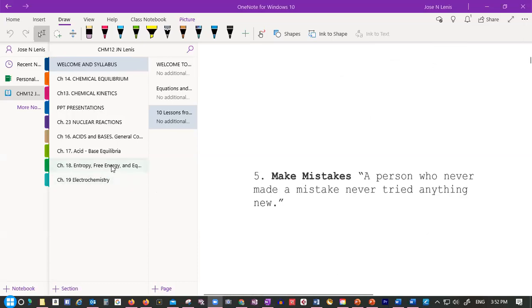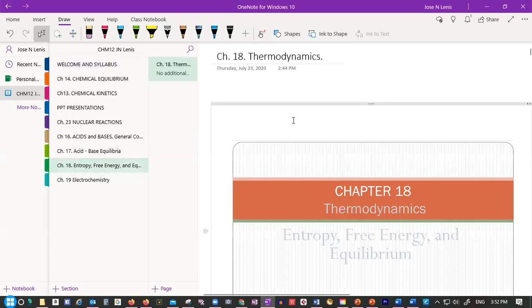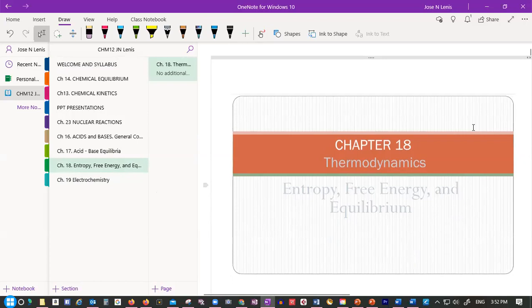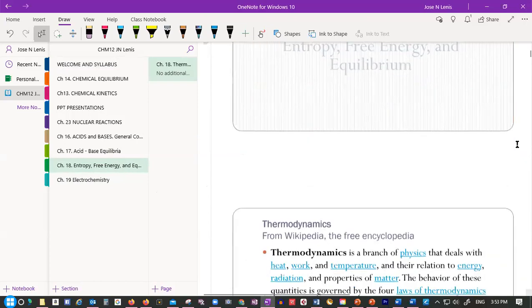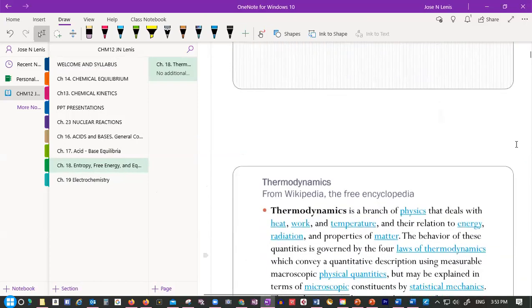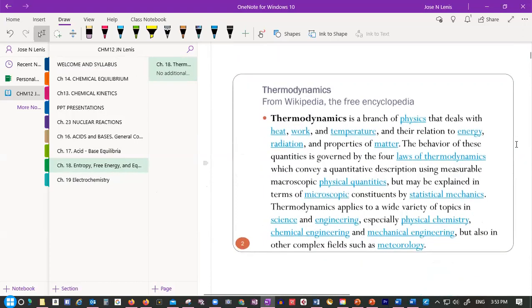All right, so let's start with our chapter. We label it as chapter 18, thermodynamics, and we are going to cover entropy, free energy, and equilibrium. What is entropy? What is thermodynamics? What is free energy? So let's start with a definition of thermodynamics.